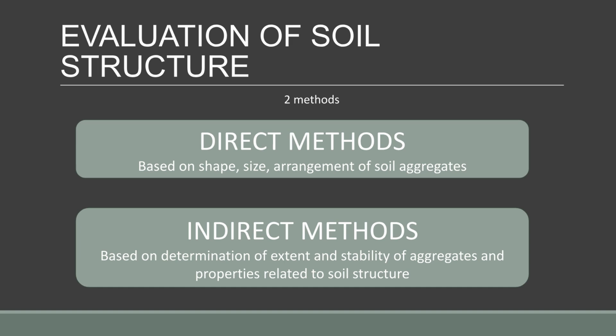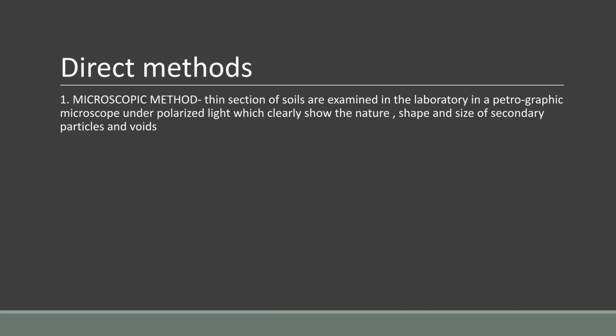Soil structure is evaluated using two primary methods, direct and indirect. Direct methods assess the shape, size, and arrangement of aggregates. Indirect methods measure aggregate stability and related soil properties. The microscopic method, a direct technique, involves examining thin sections of soil under a petrographic microscope to reveal the nature, shape, and size of secondary particles and voids.